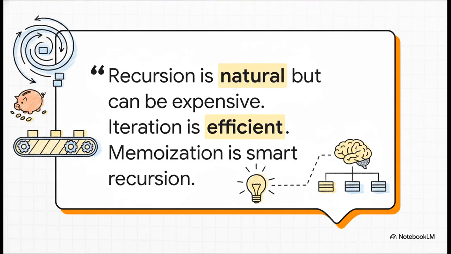So, if you're going to remember one thing from all this, make it this. Recursion is the natural, often beautiful way to solve some problems, but it can be expensive. Iteration is your efficient, reliable workhorse. And memoization, well, that's just smart recursion. It's the hack that can give you the best of both worlds.